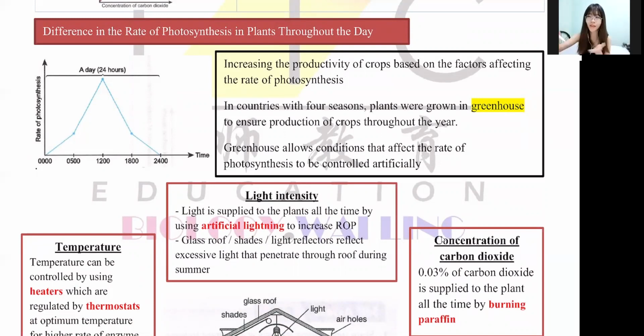The glass house you can find in Cameron Highlands, Genting Highland, or even Kundasang. These are the places where you can find a glass house. What is important about a glass house? Because as I mentioned, everything we can control. There are 5 factors we can control.